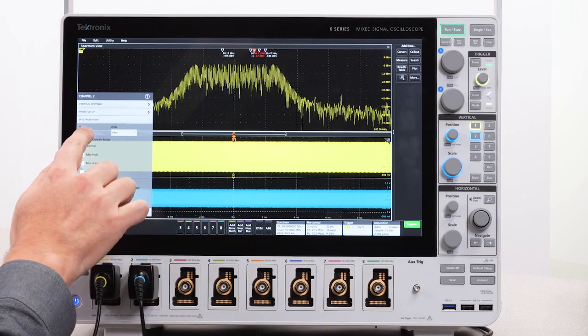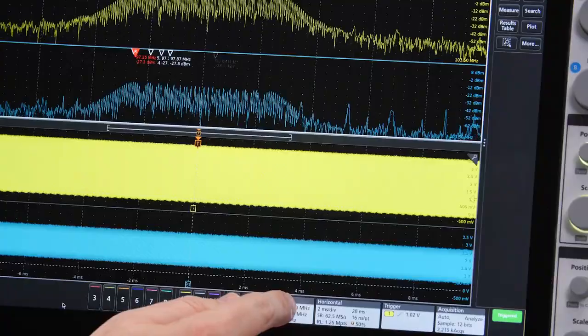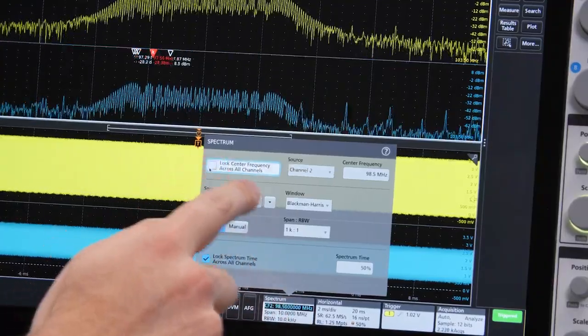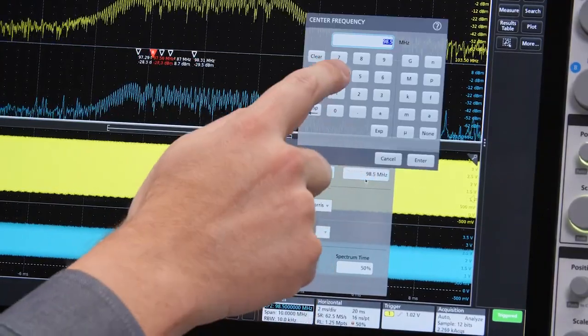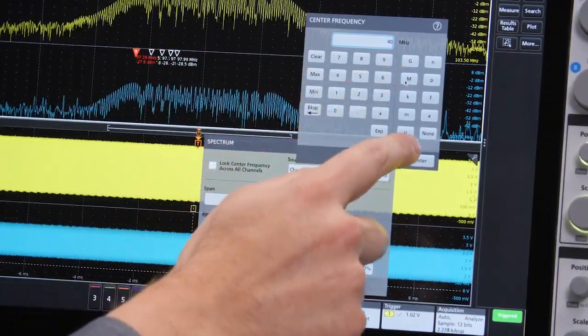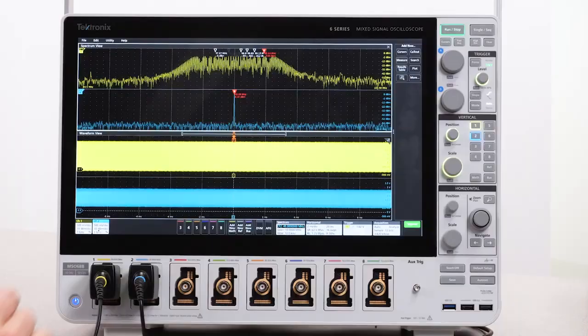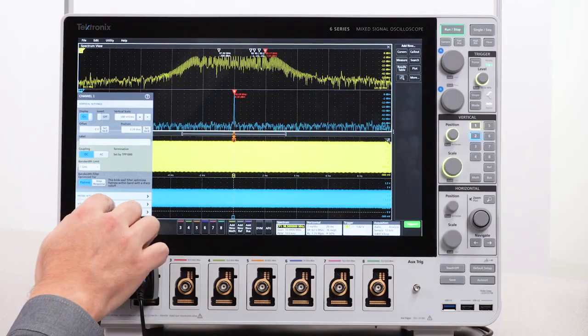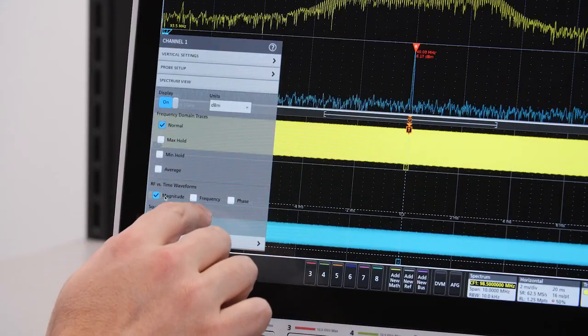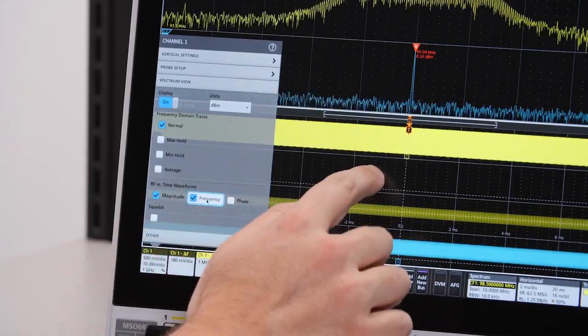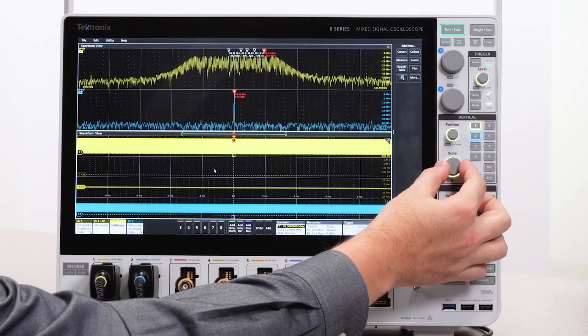This board has a second single frequency clock running at 40 MHz. I can even set different center frequencies. Let's look at the magnitude and the frequency of the spread spectrum clock as they vary over time.